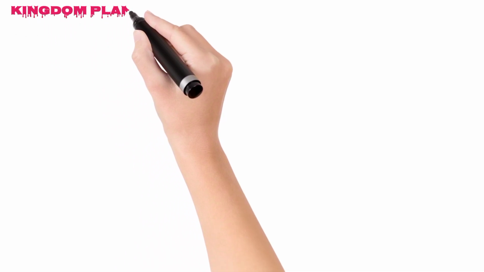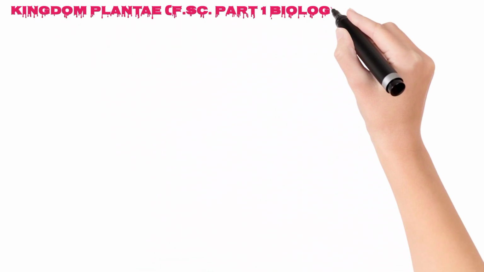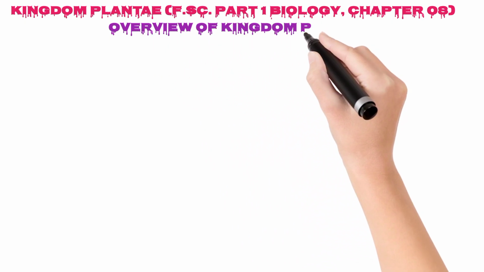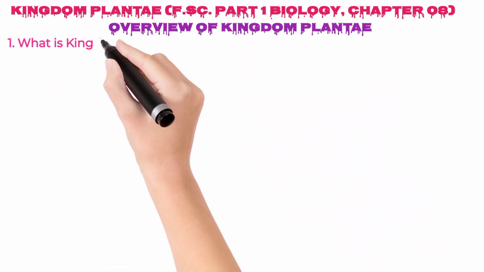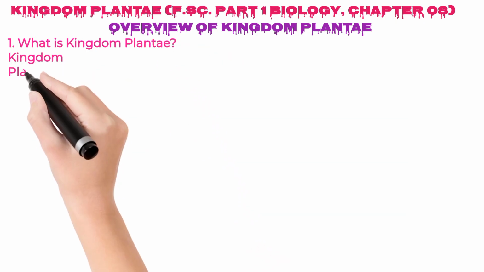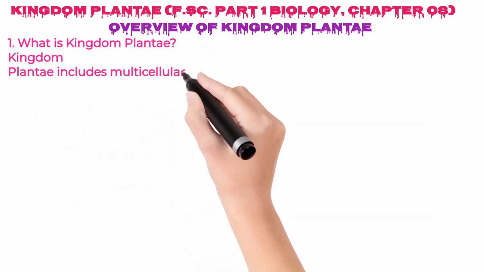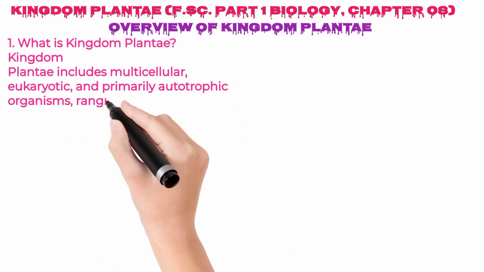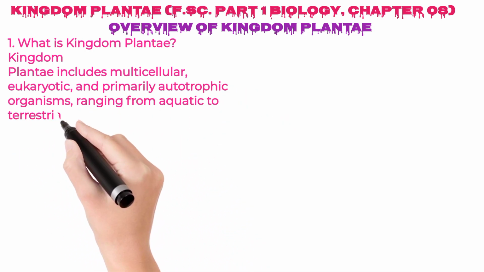Kingdom Plantae, F.Sc. Part 1 Biology, Chapter 08. Overview of Kingdom Plantae. 1. What is Kingdom Plantae? Kingdom Plantae includes multicellular, eukaryotic, and primarily autotrophic organisms, ranging from aquatic to terrestrial habitats.